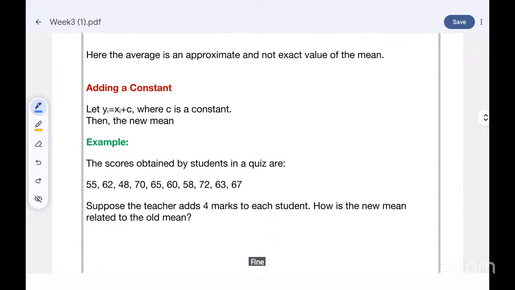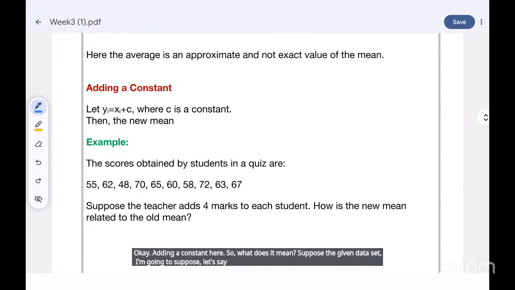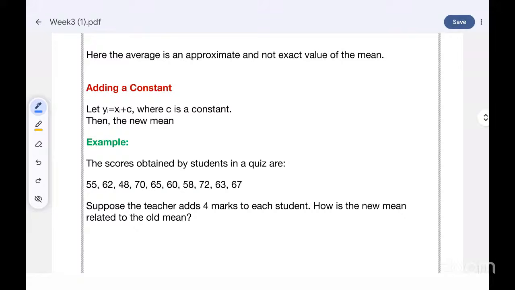Okay, adding a constant here. So what does it mean? Suppose the given data set is, let's say, each student's scores that we saw earlier. Now suppose the teacher adds 4 marks to each student. Now how is the new mean related to the old mean?